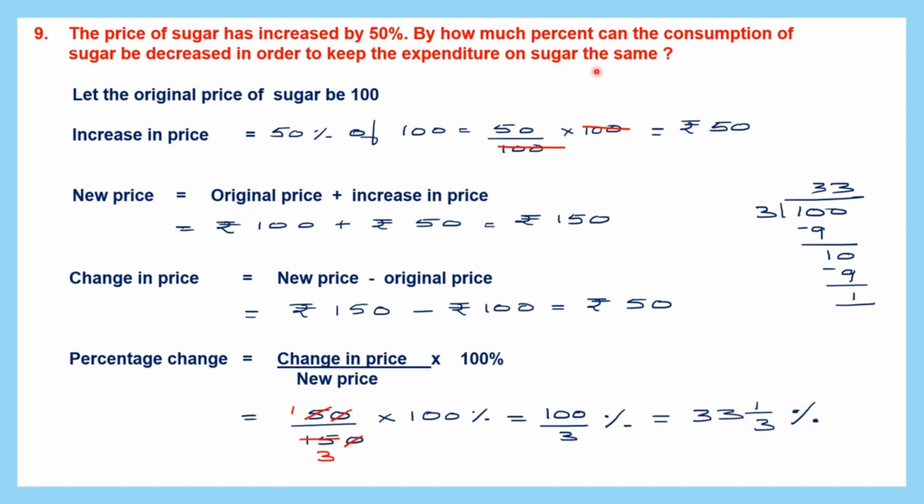So in order to maintain the same expenditure, the consumption of sugar must be decreased by 33 1 by 3%. So this is our answer. So to find that, all you had to do is this: find the new price, find the change in price and the percentage change. So this percentage change will tell us that this is the percentage that the family must keep in mind when they have to keep the expenditure the same, and the consumption should reduce by 33 1 by 3%. With this, student, we come to the end of this exercise. Thank you.